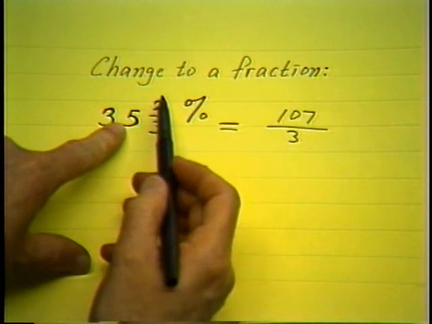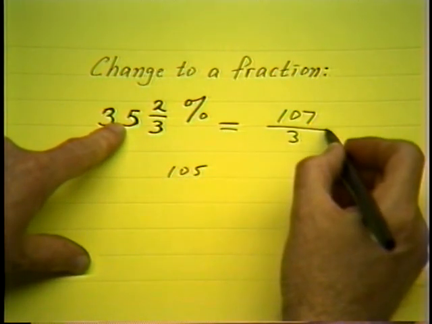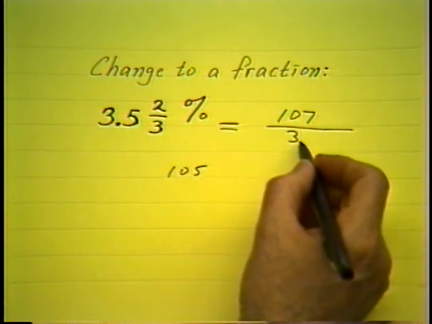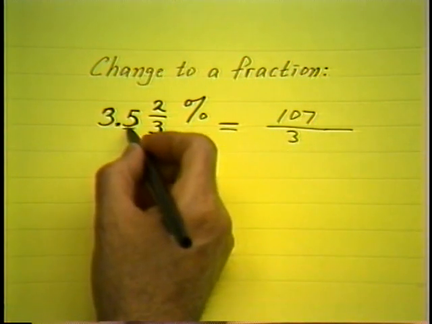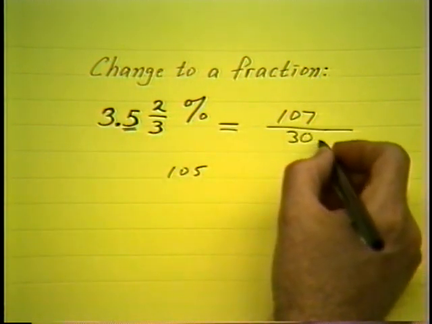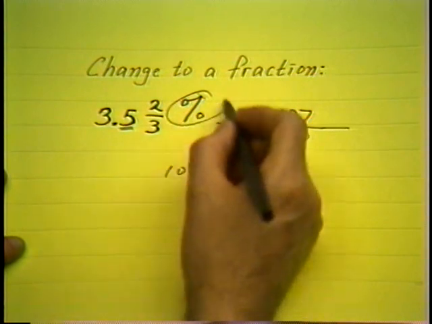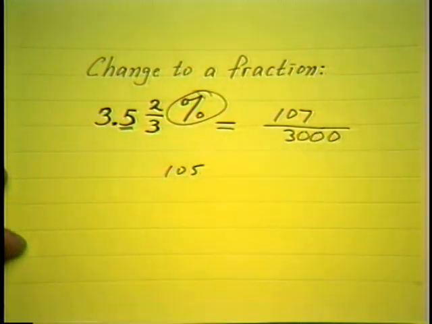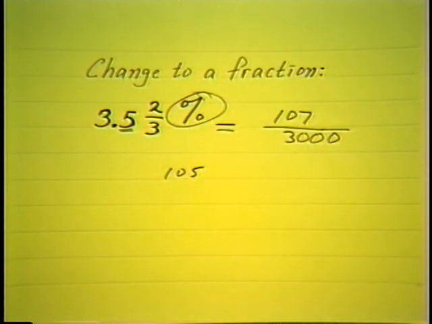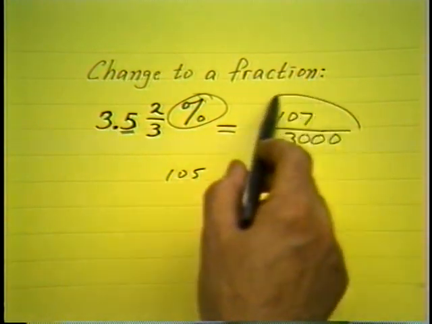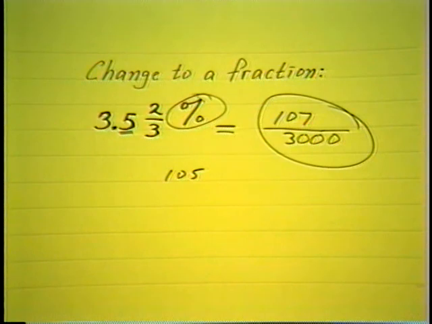That times that plus that. Then our shortcut said to append a 1 and a 0 for each decimal place, and there's only one, and then 2 zeros for the percent, and then reduce. And as it turns out, that's already reduced.